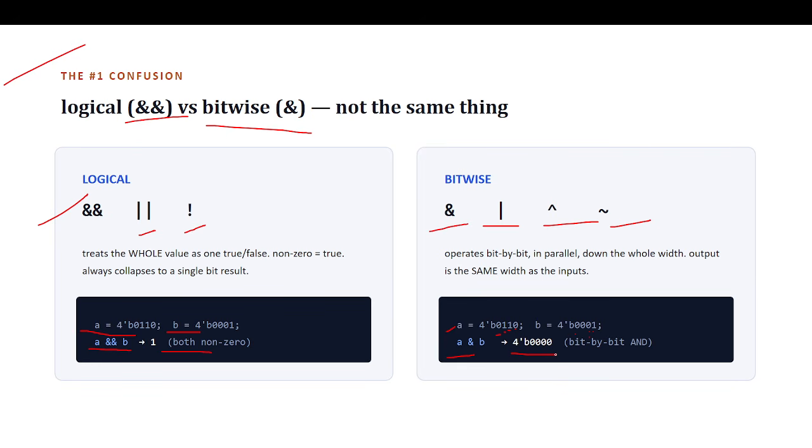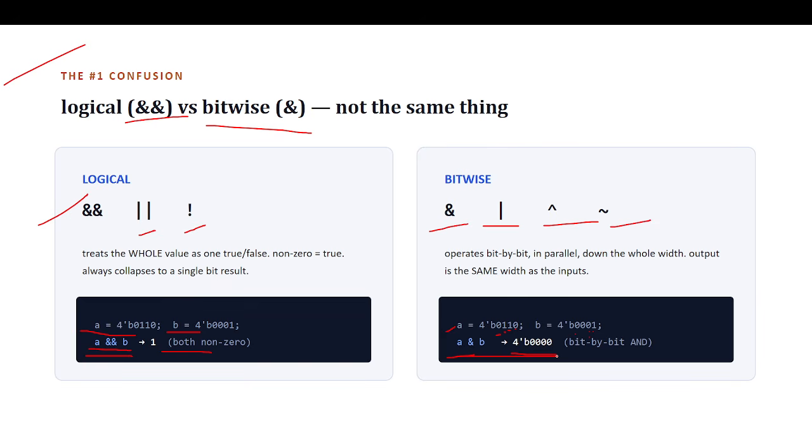Did you see the difference? A && B gives 1 and A & B gives you 4 bits of 0. Same input, completely different operators, completely different results, both in value and in bit width. This is not a minor detail. Using the wrong operator here will either cause a compilation width mismatch warning or, worse, silently produce incorrect logic that only shows up as a bug during simulation.